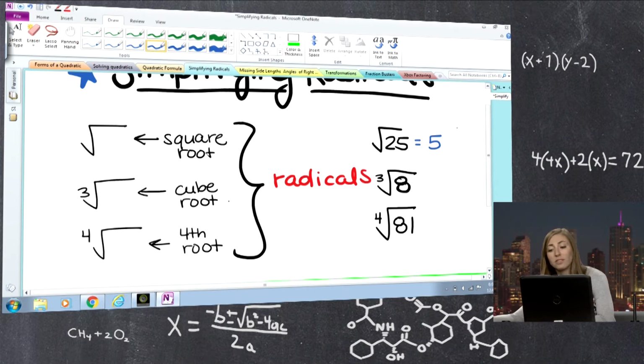We also could say that the square root of 25 has two answers. We could say -5 as well, because -5 squared, or -5 times -5, equals 25. So we're going to say positive or -5.